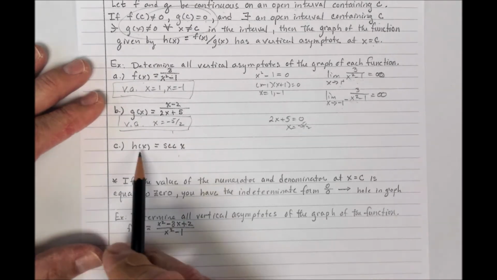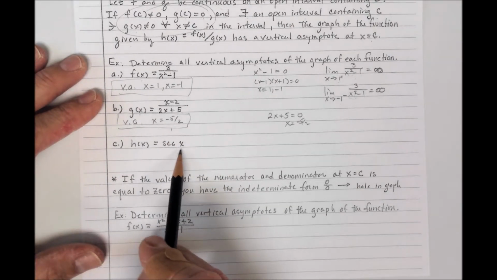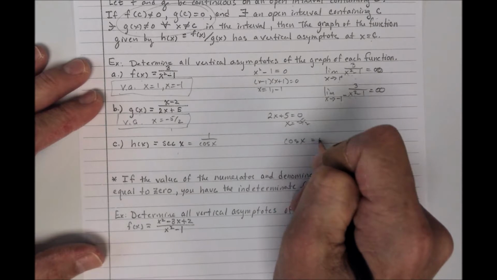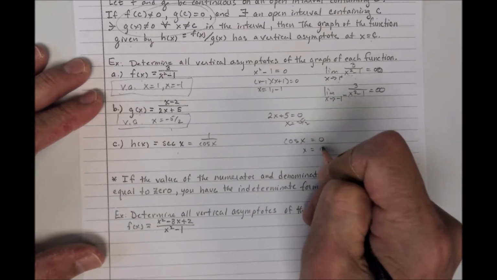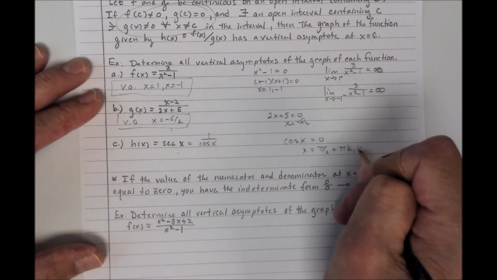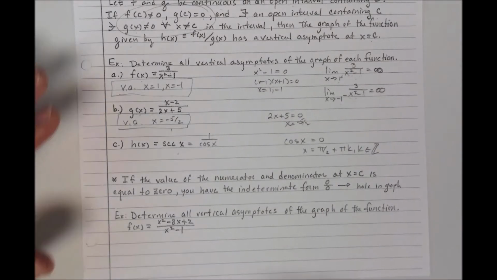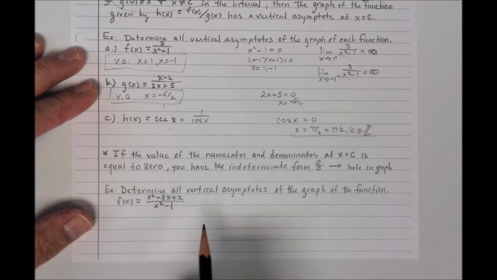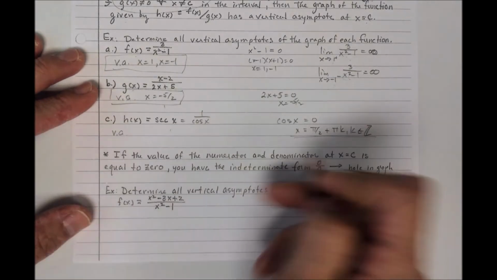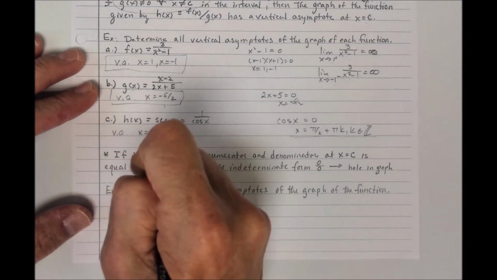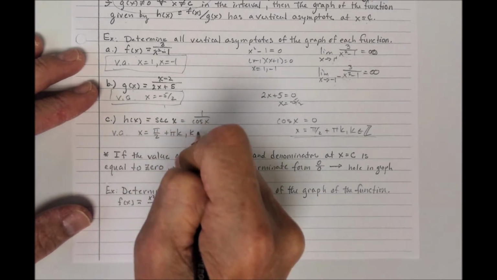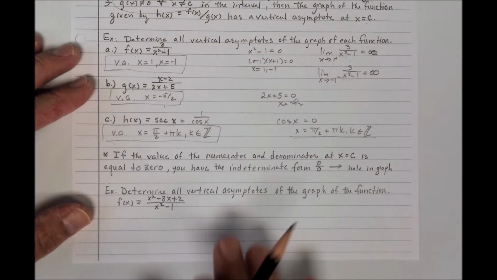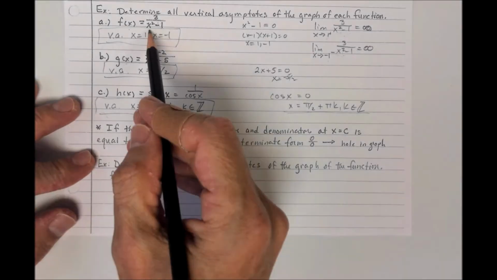Okay? Now, h of x equals secant of x. Secant of x is 1 over the cosine of x. So the cosine of x is equal to 0 when x equals pi over 2 plus pi k, where k is an element of the integers. So where are my vertical asymptotes? My vertical asymptotes are all these values, infinitely many values. So I would write that as x equals pi over 2 plus pi k, where k is an element of the integers. Infinitely many.